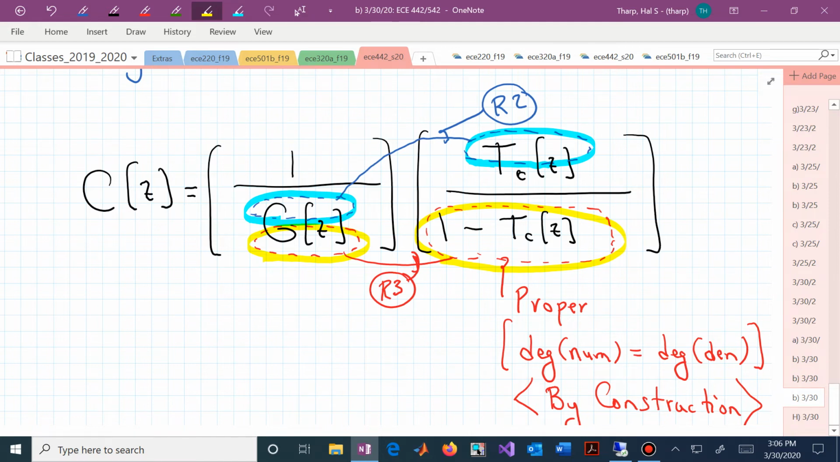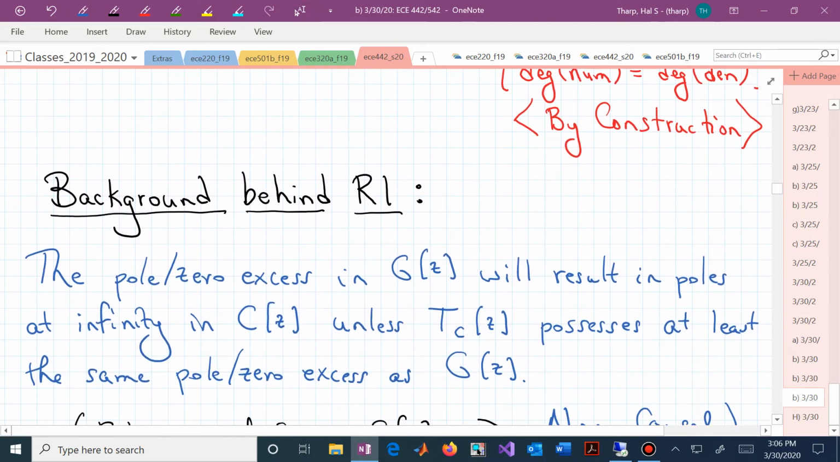If G of z does not possess any unstable zeros or any unstable poles, restrictions 2 and 3 are not needed. So we wouldn't have to worry about restriction 2 and restriction 3, and we would then have more freedom in the design of our closed loop transfer function capital T sub c of z. Those are the middle two restrictions.